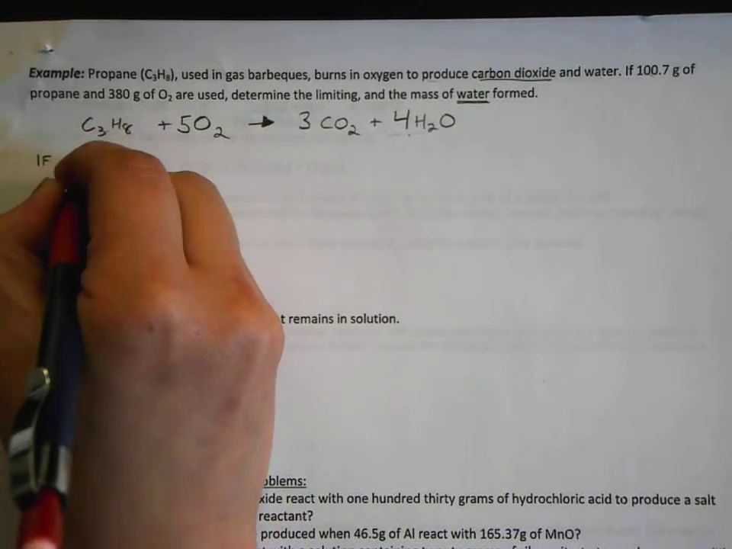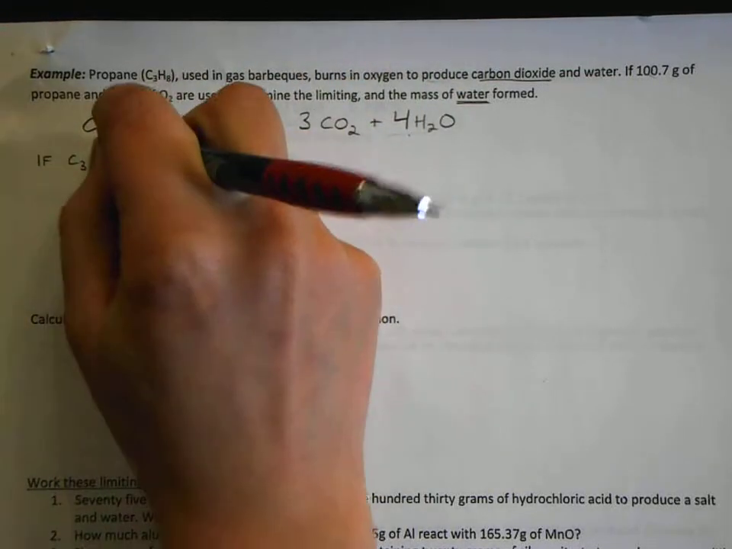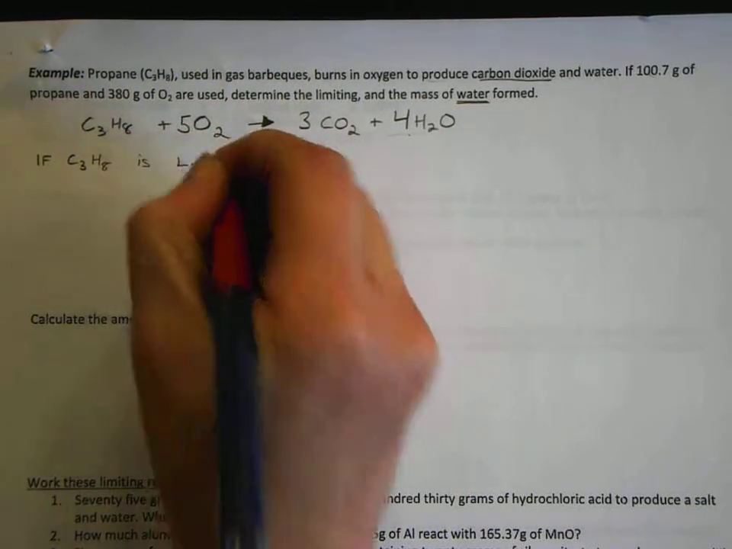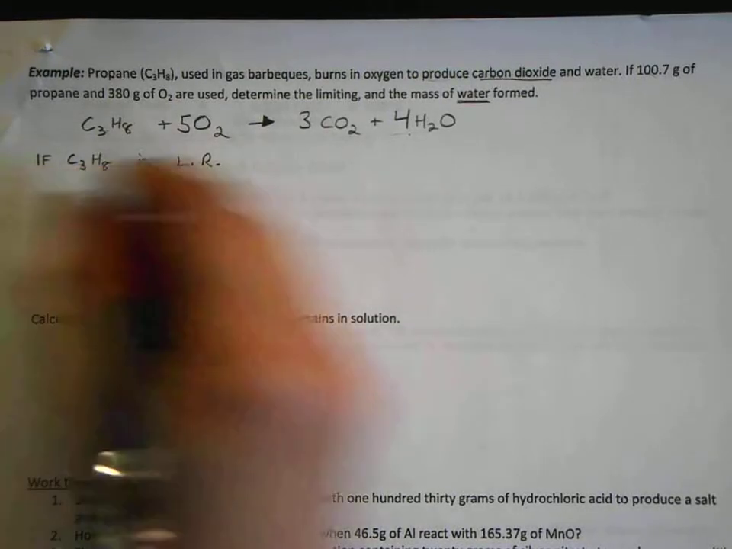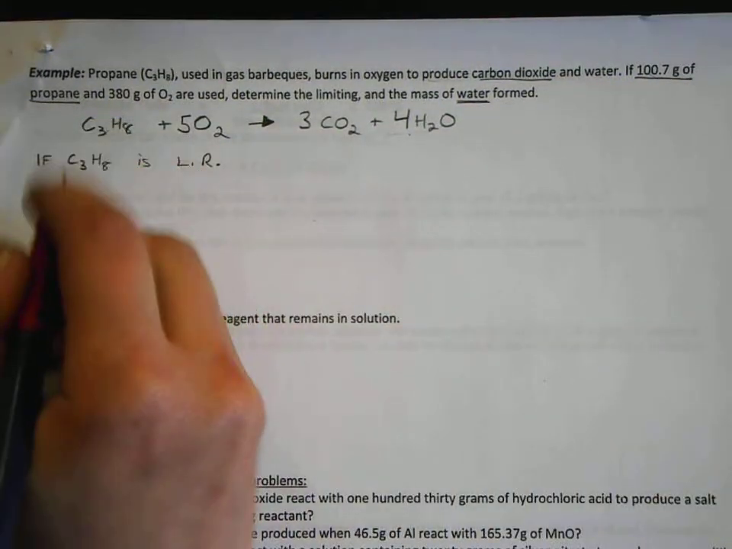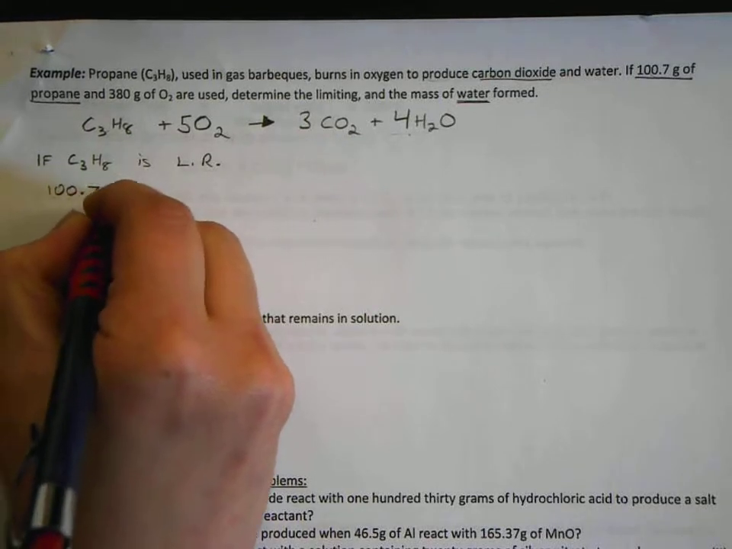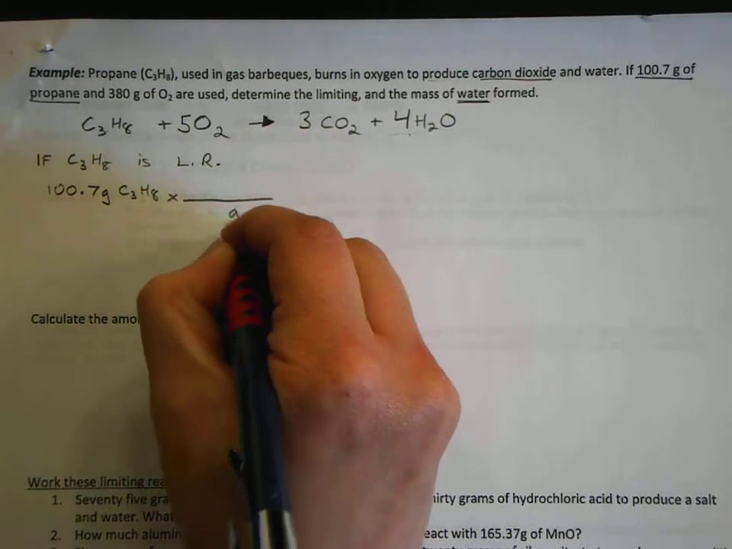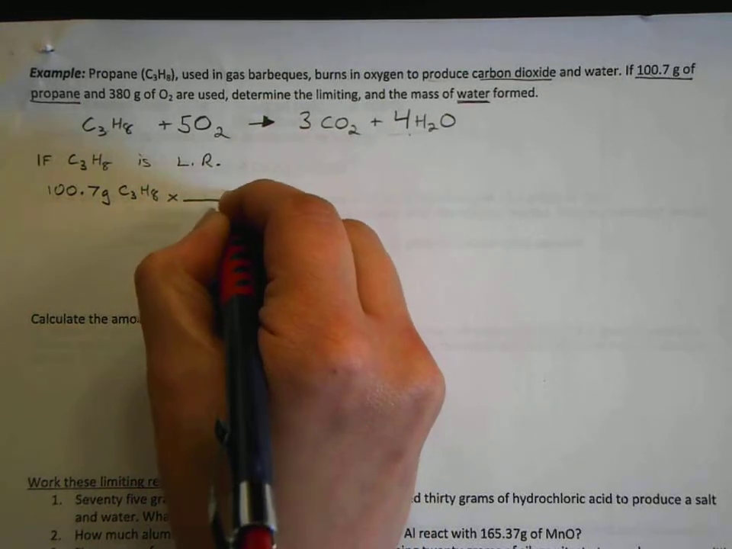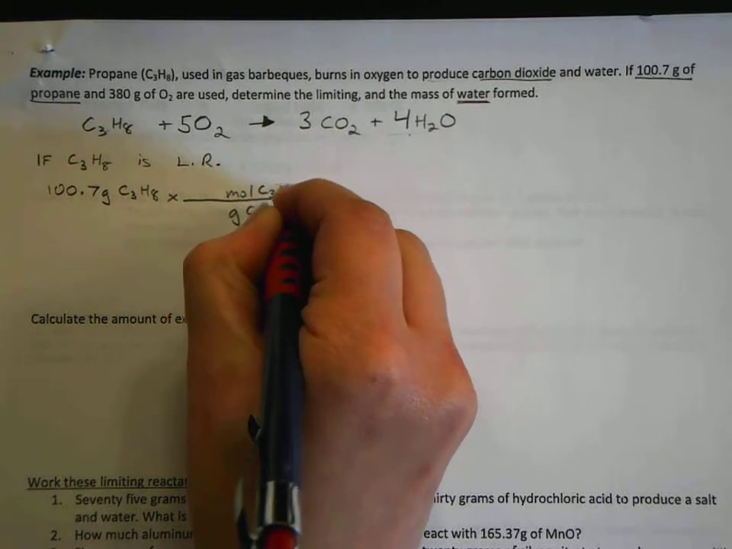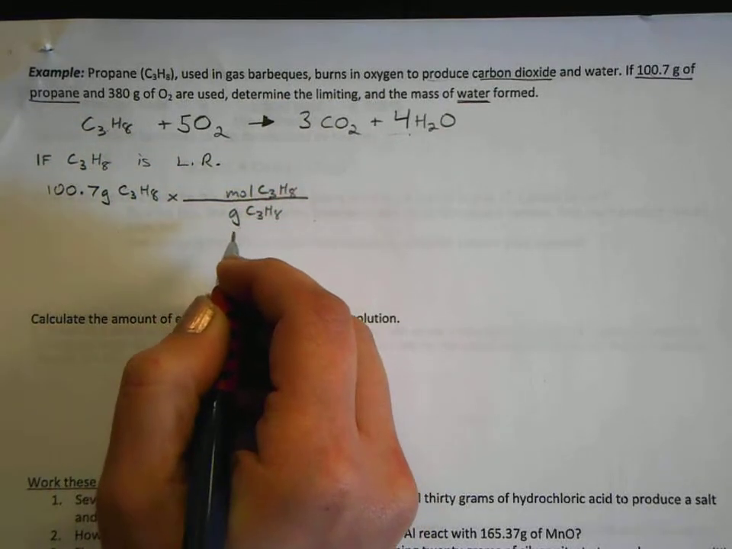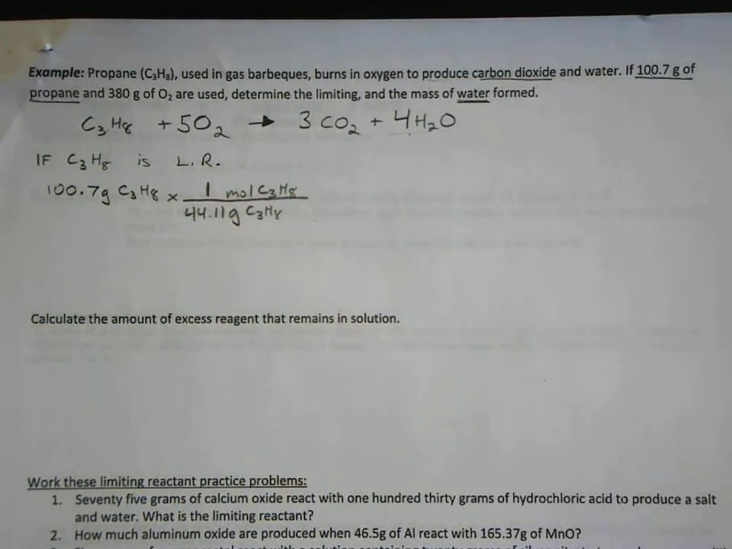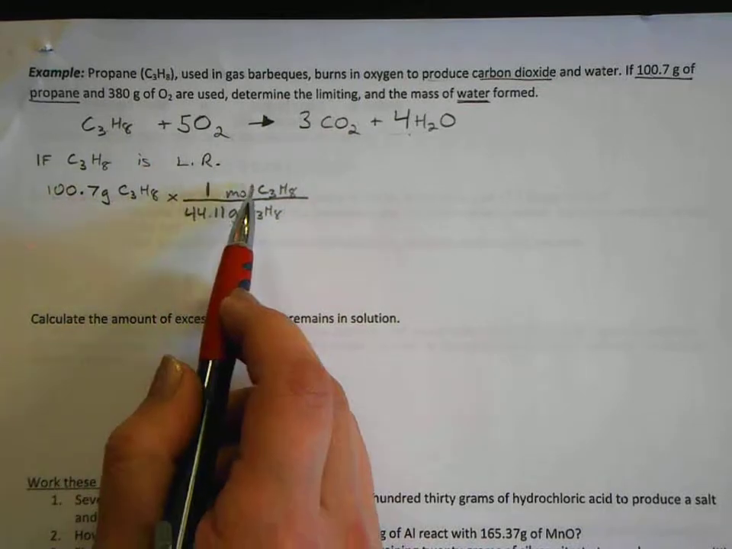If C3H8 is the limiting reactant, and I'm going to get lazy and just write LR. Let's see. 100.7 grams of C3H8. I'm going to change grams of C3H8 to moles of C3H8, propane. The molar mass of propane happens to be 44.11 grams, which is the same as 1 mole. So I've changed grams to moles of propane.